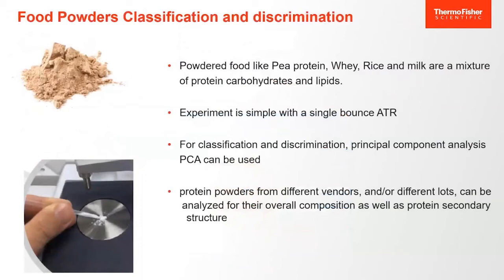Now let's switch gears a little bit and talk about the applicability of what we have just learned. One of the common places where we can think about applying what we just learned about protein secondary structure determination is when we think about powdered food. For simple things like whey, rice, milk protein, pea protein, all these materials are complex mixtures of carbohydrates, proteins, and lipids. But to analyze them, it's super simple. So we will analyze it in a single bounce FTIR.